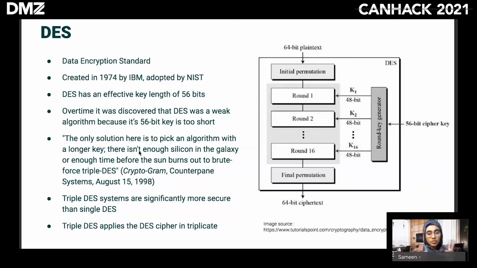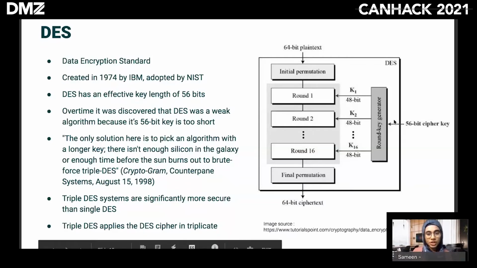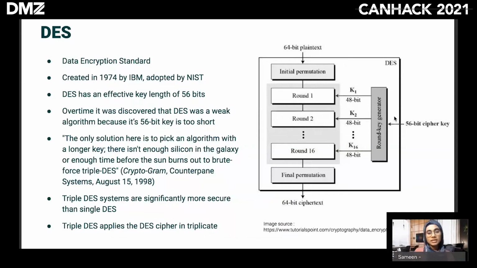So then triple DES was introduced, which is now used widely. Triple DES is way more secure than DES, and triple DES applies the DES cipher 3 times. So it's super secure. It doesn't have the problem of being easily brute forced like DES did. So DES is outdated, but now we have triple DES.